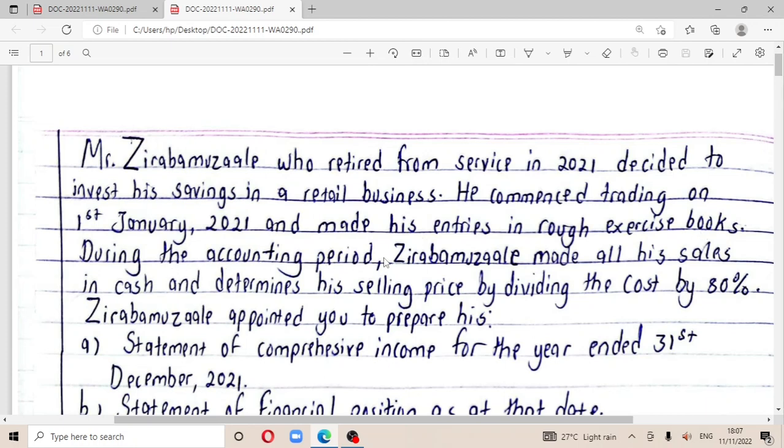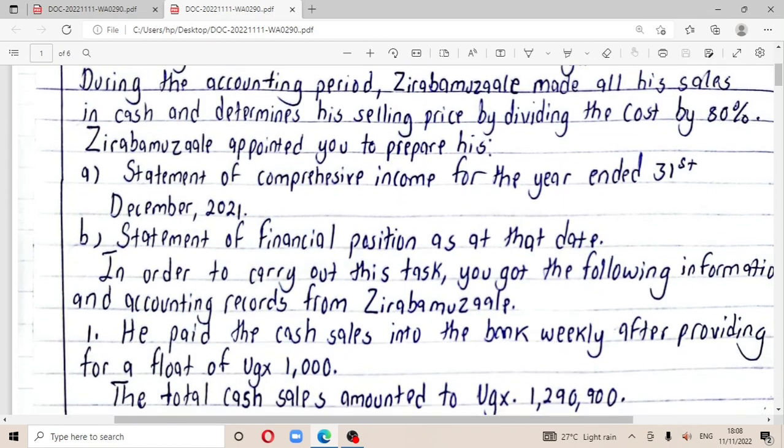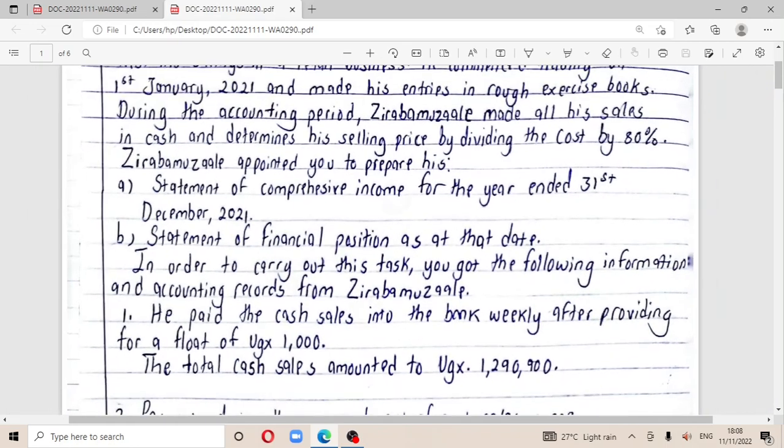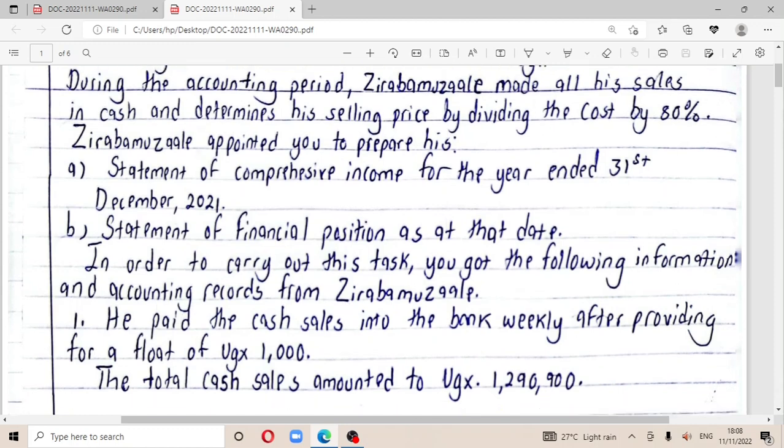During the accounting period, Zira made all his sales in cash and determines his selling price by dividing the cost by 80%. Zira appointed you to prepare his statement of comprehensive income for the year ended 31st December, and B, it is requiring you to give the statement of financial position as at that date. So, in order to carry out this task, you got the following information: accounting records from Mr. Zira.